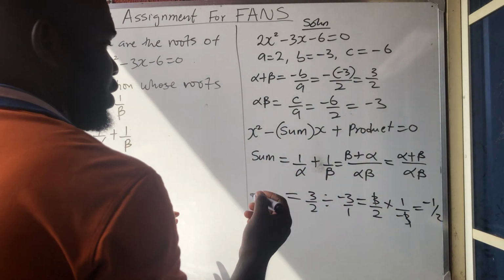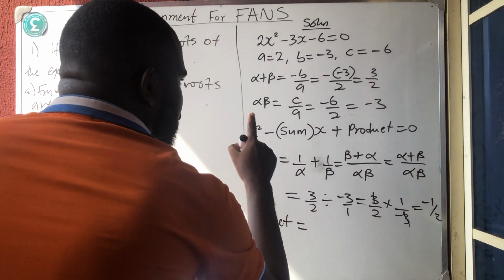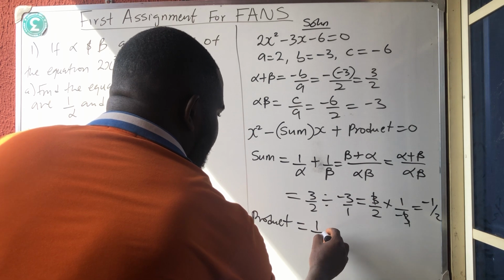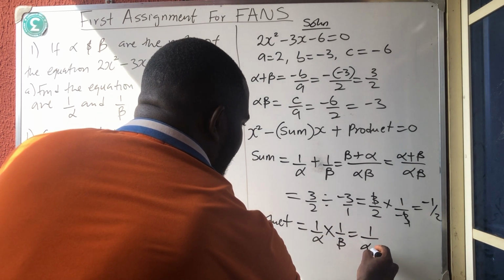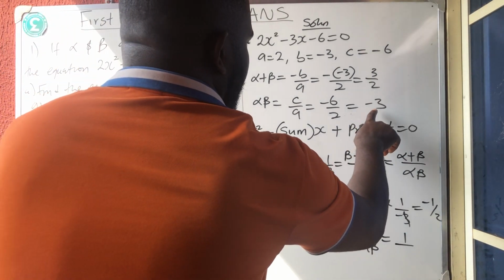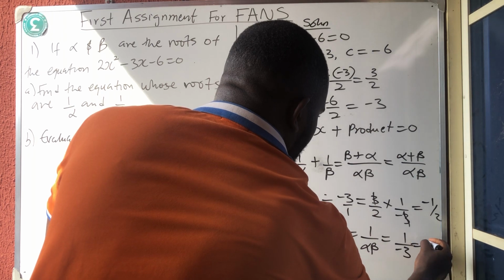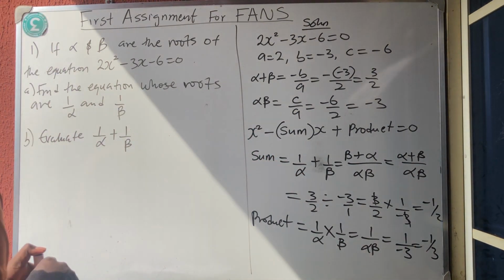Now the next thing we need is the product. And the product is simply to multiply both of them, which is 1 over alpha times 1 over beta. And my answer is 1 over alpha beta, which is equal to 1 over minus 3, okay, which is equal to minus 1 over 3. So this is my sum of roots and product of roots.